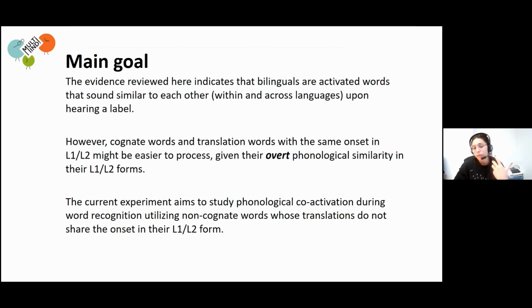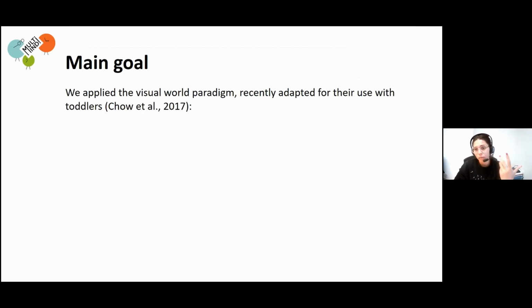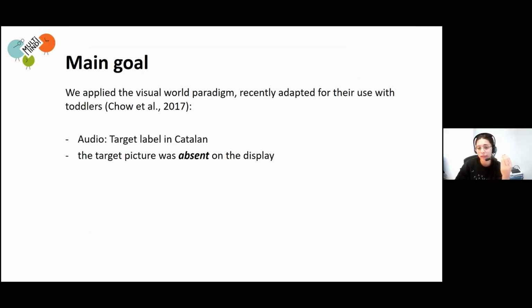To achieve that, we applied the visual world paradigm, which has recently been adapted for use with toddlers, as you can find in the paper of Chow and collaborators from 2017. In this task, usually you present a display with different pictures, but the target that you are naming is not there. And we are doing that in order to force children to keep searching for what is being named.